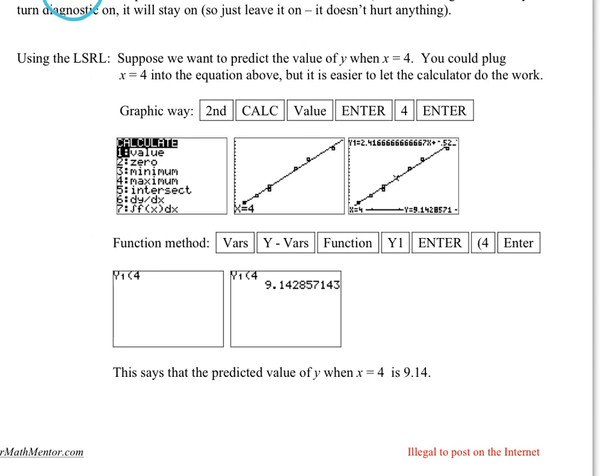So how do I get exactly there? You've all learned it in algebra. This is called an x-intercept, so it's called a 0. Just ironically, it's called a 0. So you don't do stats, you do second calc. Is that trace or is it the other one? Yeah, there it is. Do you see 0? That will actually find where it crosses the x-axis.